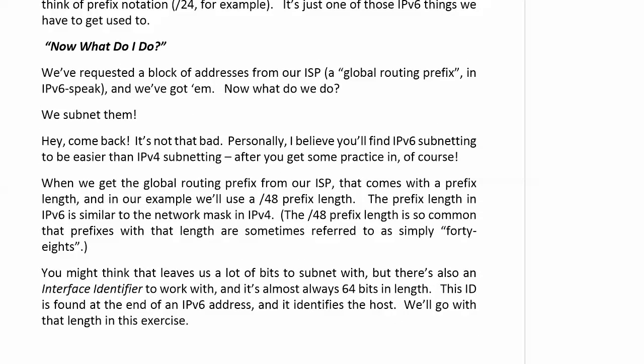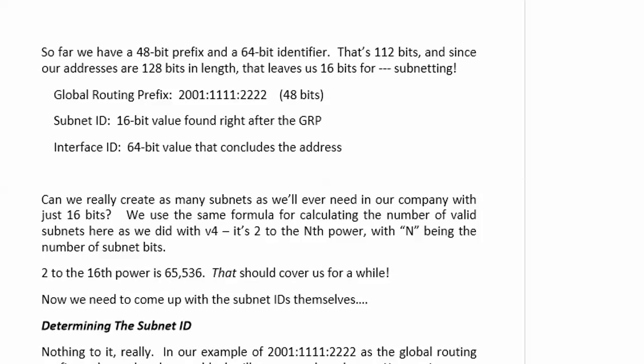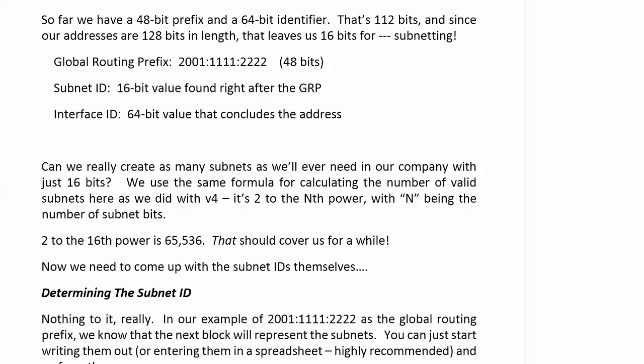So if we have 48 bits in our prefix and we have a 64-bit interface identifier, how many bits does that leave us? It leaves us 16 for subnetting, because we're assuming a global routing prefix of 2001:1111:2222. We know we've got an interface ID. It's a 64-bit value that concludes the address, and that leaves a 16-bit subnet field, or subnet ID, right in the middle, found right after the GRP.